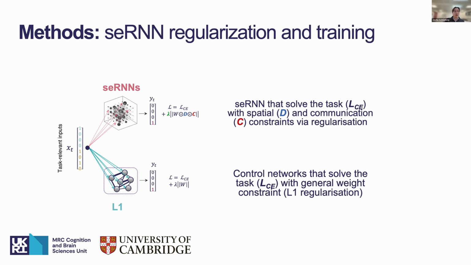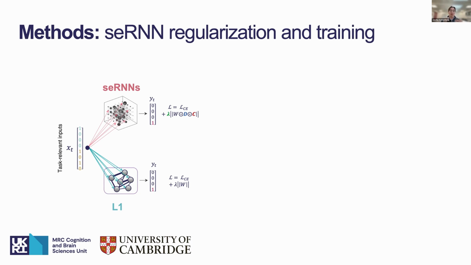Throughout the entire paper, by the way, we'll use the color coding used here. So we have lots of comparisons between seRNNs and L1s. seRNNs are always the red ones, and L1 networks are always the bluish turquoise ones. So the experimental approach we take here is that we train a bunch of these networks.